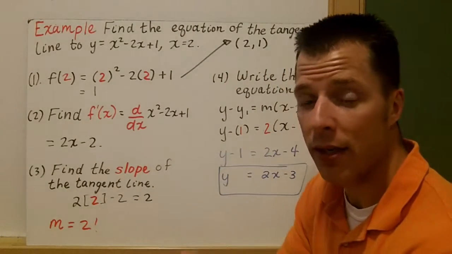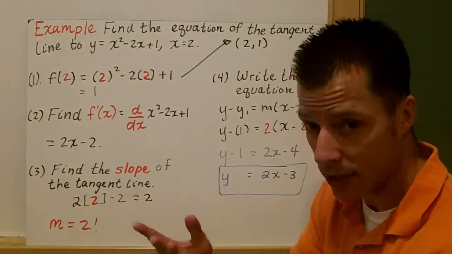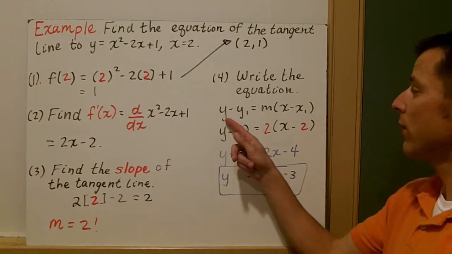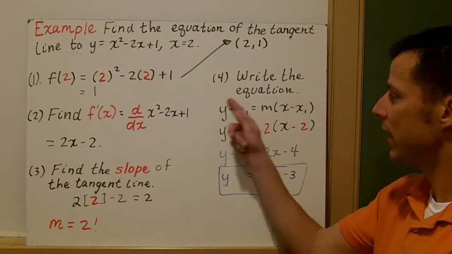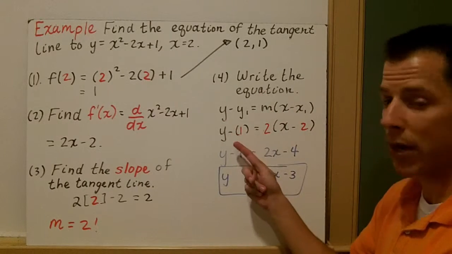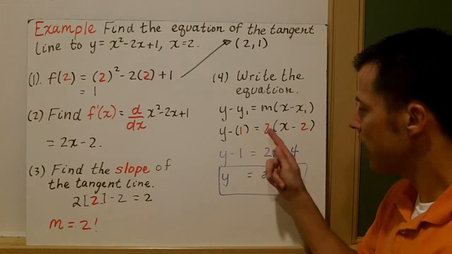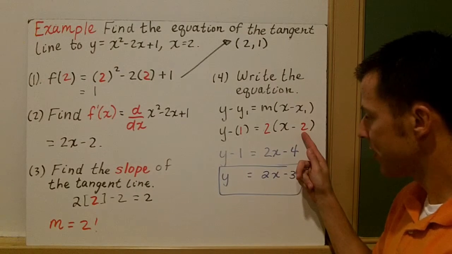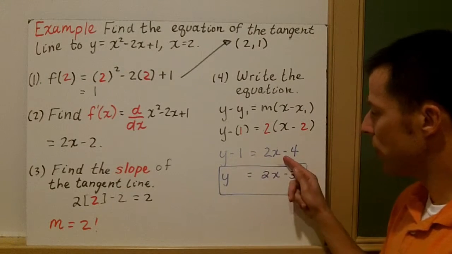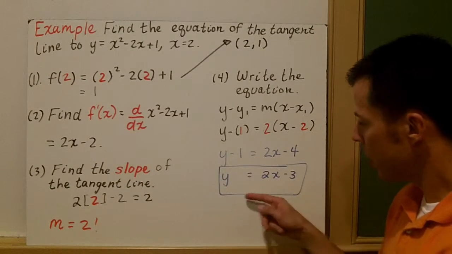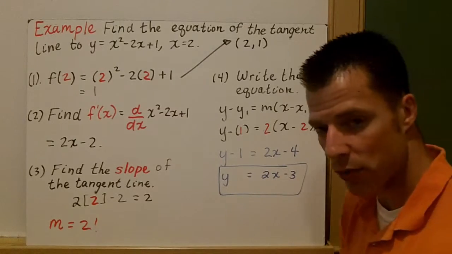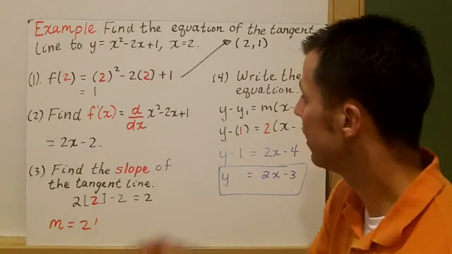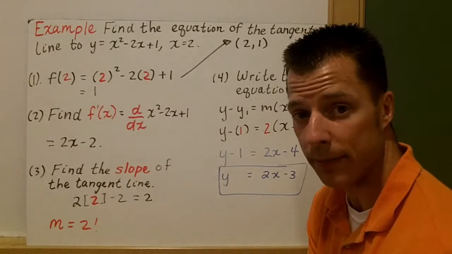I have my point, I have my slope. Let's use the equation. So we have y minus y1. There it is again, the point-slope equation. My proper substitution, here's y, here's slope, here's x. y minus 1 equals 2x minus 4, bring over the 1. So y equals 2x minus 3 is the tangent line at (2, 1).